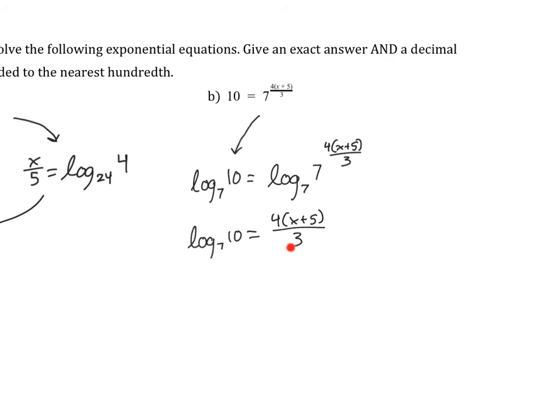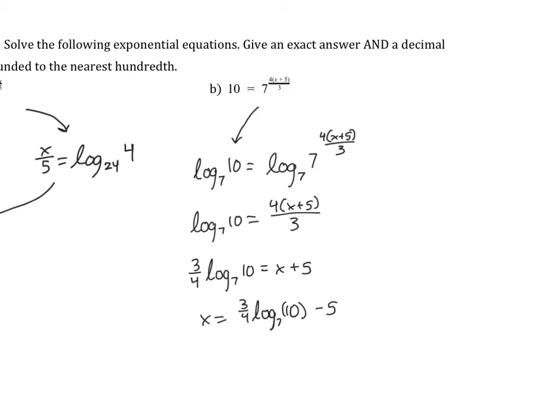And now we just need to finish solving for x. So we can multiply by 3 and divide by 4 in the same step. We're multiplying by the reciprocal. So 3 over 4 times the log base 7 of 10 equals x plus 5. And then our last step would be to subtract 5 from each side. So 3/4 log base 7 of 10 minus 5. And I put the parentheses around here to remind you when we plug this into our calculator to make sure to close off your logarithm before you subtract 5. This minus 5 is not part of the inside of the logarithm.